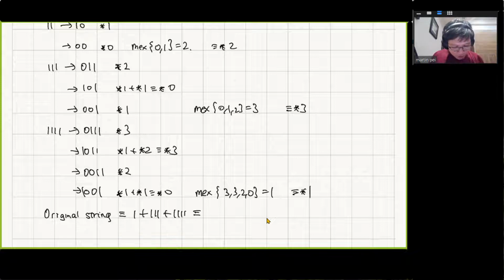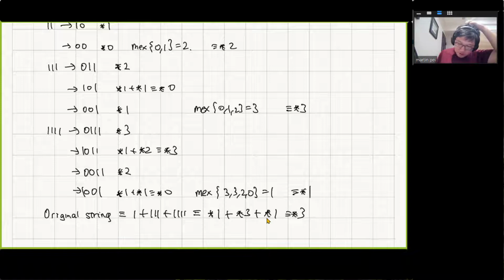So 1 is star 1, 3 is star 3, and 4 is star 1. So we get star 3, and that is the number for this game. So in this particular string, which is not the same as the one you have on your quiz, this one is star 3.